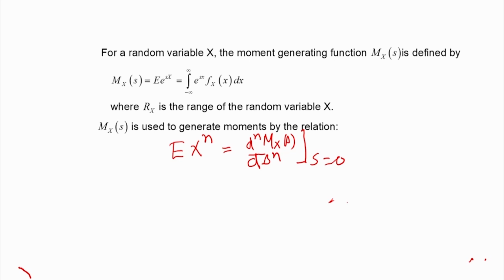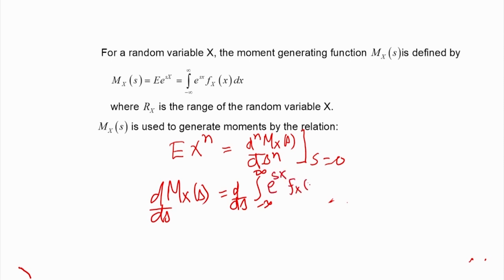How we can get this relationship? Let us see E[X]. How we can find out this relationship? Let us examine. We will start with, suppose, d/ds of M_X(s). If we see this, what will it be? It is d/ds of the integration from minus infinity to infinity of e to the power sx f_X(x) dx.